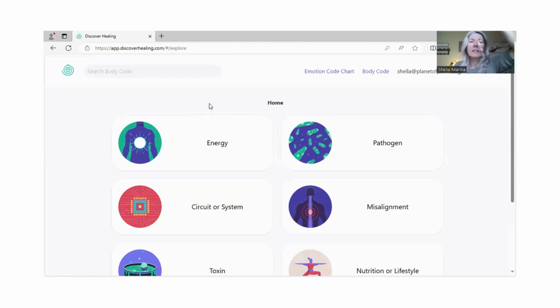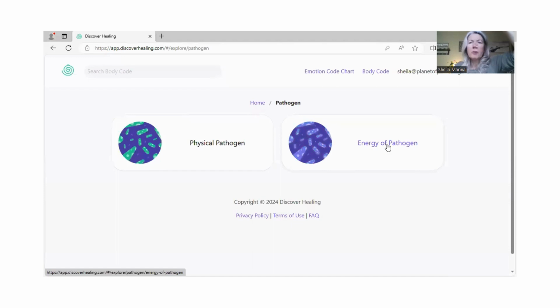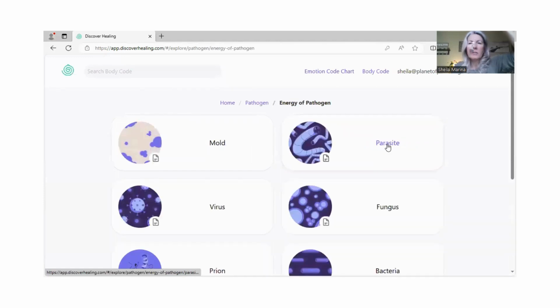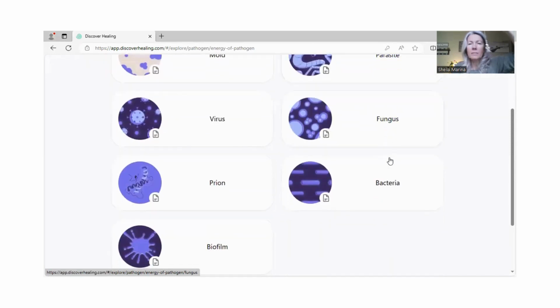Yes. And is this on the left side of the chart? No. On the right side of the chart, is it a pathogen? Yes, it's a pathogen. Is it the physical pathogen? No, it's the energy of a pathogen. This energy of the pathogen, is this on the left side of the chart? No. On the right side of the chart, does it have anything to do with a parasite? No. Fungus? No. Bacteria? Yes.